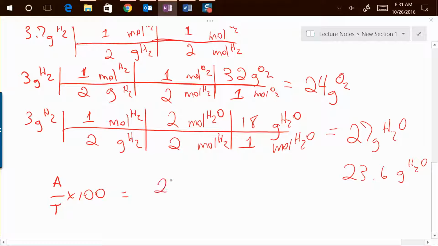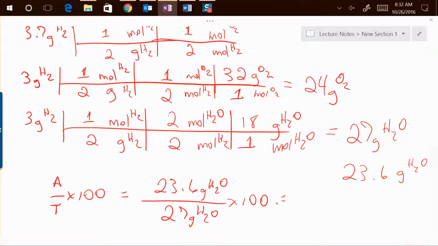So 23.6 grams of H2O over 27 grams of H2O times 100. Okay, what is my percent yield here? 87.4%. Okay, that's how good I did. Okay, so that pretty much covers all that. Those are the ideas that you need to make sure that you shore up before our test coming up.